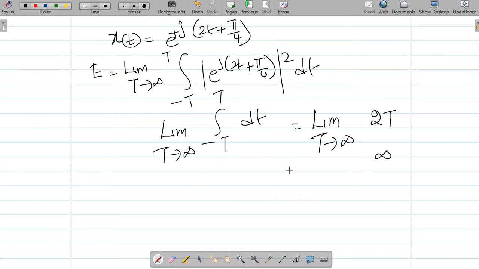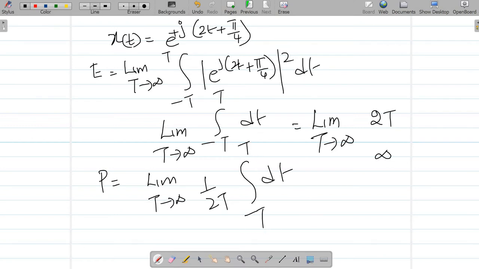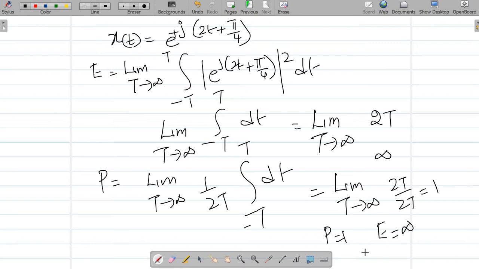So let us try to find out whether it is a power signal. Power is nothing but limit t tending to infinity 1 by 2t times the same integral. So it becomes limit t tending to infinity 2t by 2t, and this becomes 1. So power is equal to 1 and energy is equal to infinity, so it is a power signal. So I can conclude that this signal is a power signal.